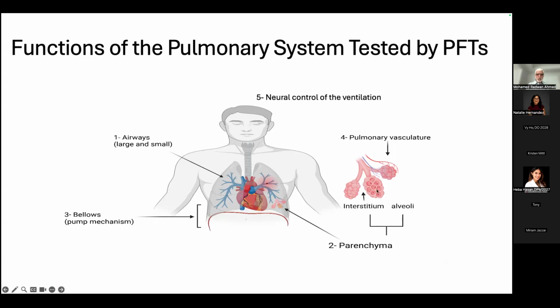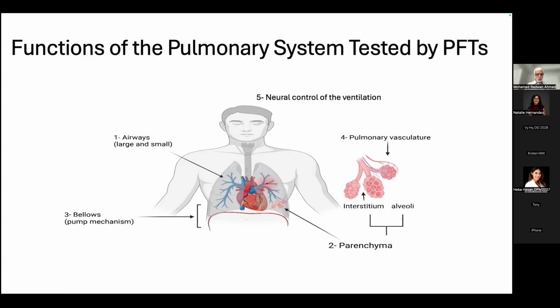Okay. And the alveoli will be affected by emphysema, and the bronchi by both chronic bronchitis and bronchial asthma. So those are the things we test in pulmonary function tests. You test the airway, and you can test the parenchyma, how it works, how it functions. And the parenchyma, as we said, is either alveoli or interstitium.